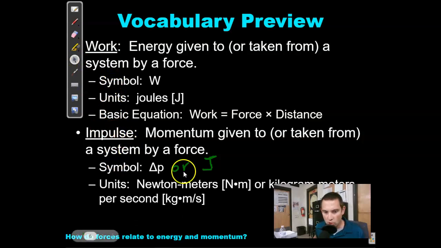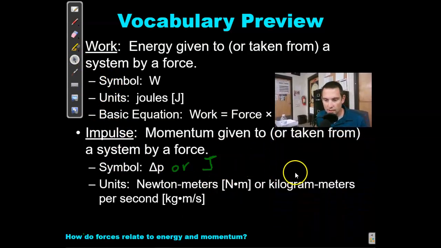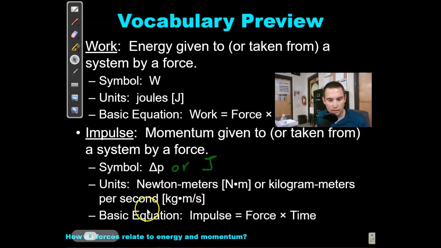The units are a Newton times a second or kilogram times meters per second. That one's a lot easier because it's mass times velocity, right? Kilogram times meter per second. Basic equation is impulse equals force times time.